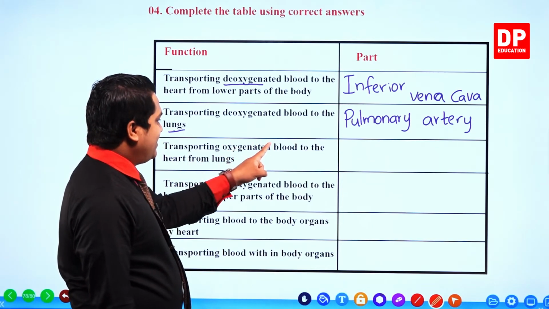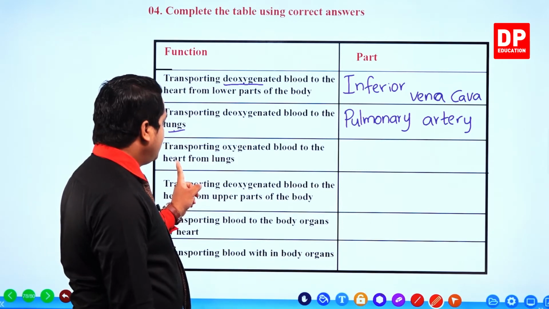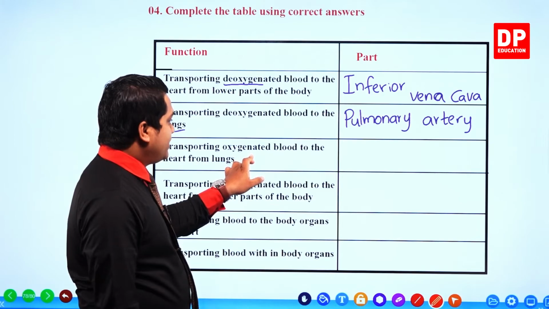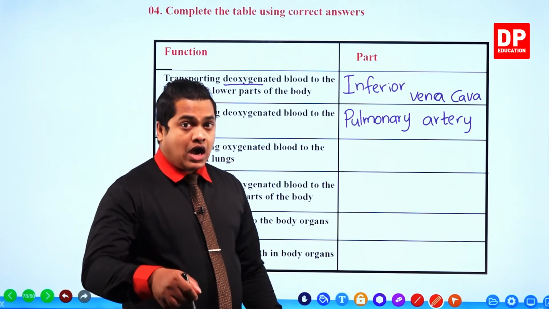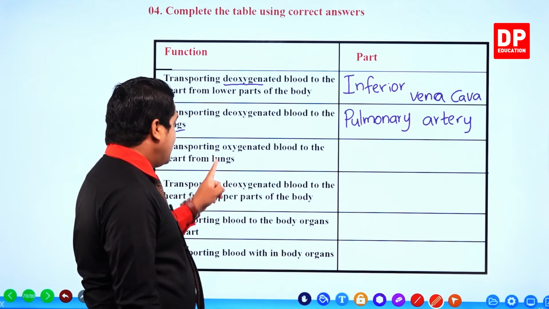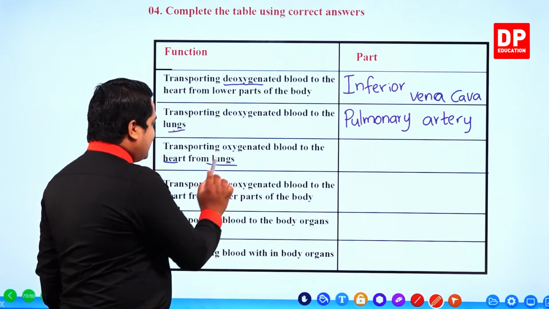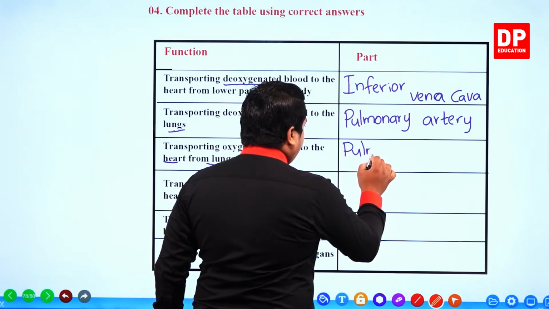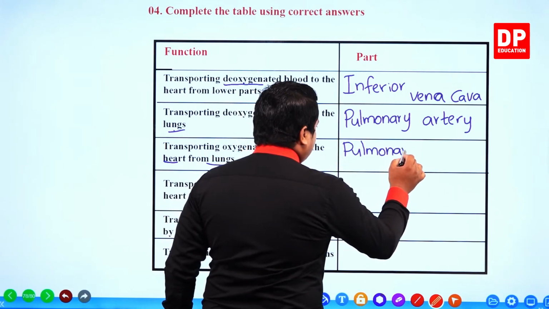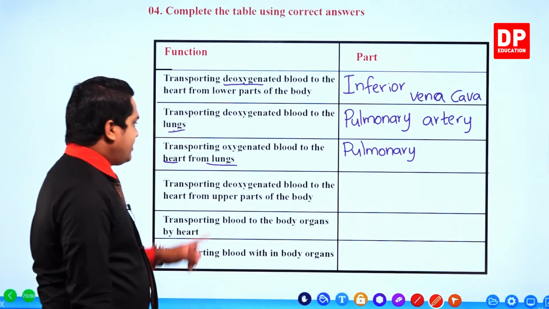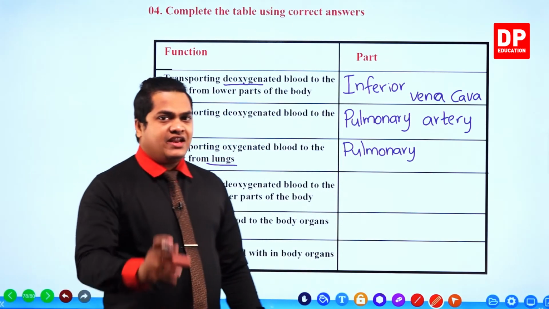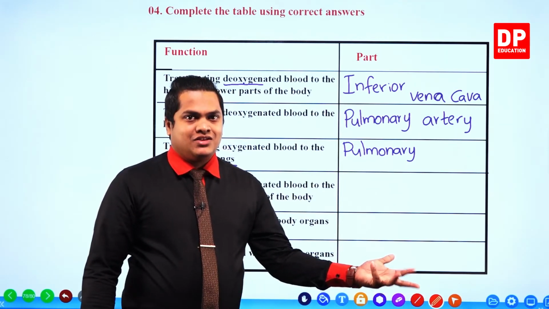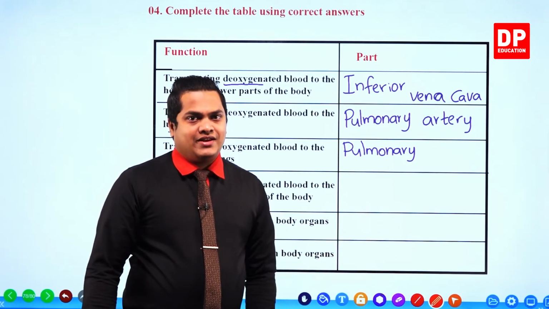Transporting oxygenated blood to the heart from lungs. Now heart and lungs, once again it is referring to pulmonary. How can you say that? Because if the circulation refers to lungs and heart, definitely that circulation should be pulmonary. That's a pulmonary circulation. So get the vein and artery then.